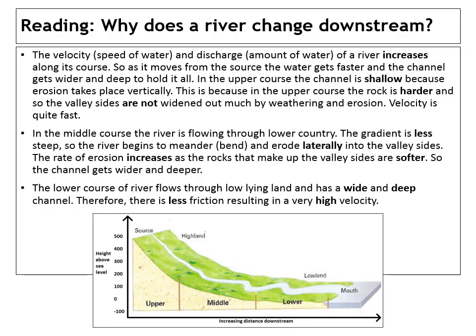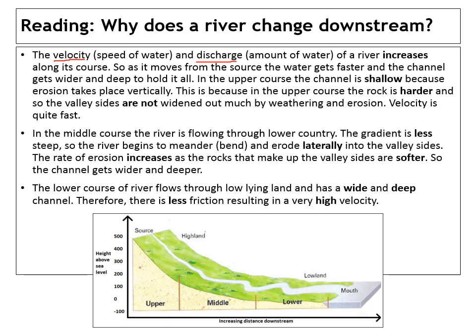Okay, and moving on. So we've got a bit of reading to do. I'll read through this with you because there is a lot of jargon and a lot of kind of complicated words in here. So we are looking at why the river changes downstream. Okay, so how do those changes happen and why do they change from source to mouth? So we've got the velocity, which is the speed of the water, and the discharge, which is the amount of water, of a river increases along its course.